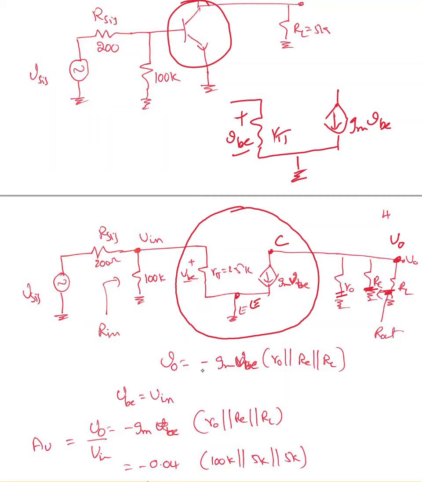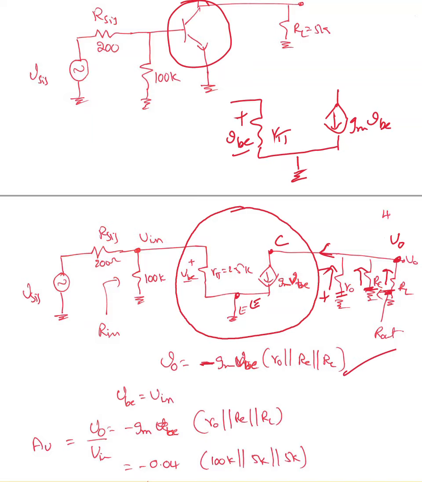So why is it minus? It is minus always because the current is going away from the output. So the current must be coming from these resistors. If that is the case, the bottom terminal is positive and the top terminal is negative. So V naught must be negative.